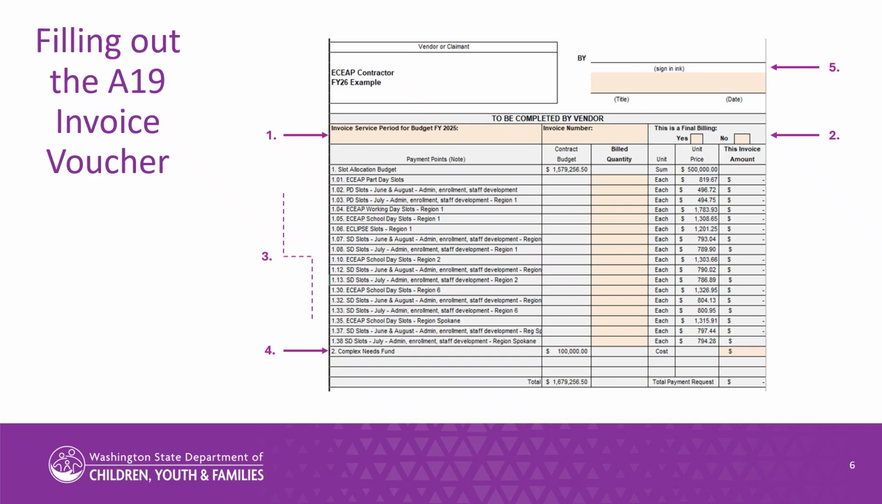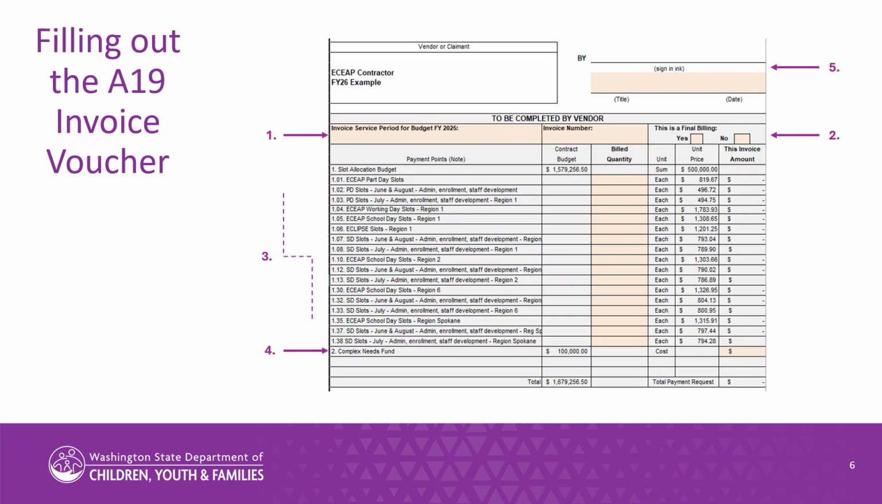Number 3, type the bill quantity. Enter the number of slots contracted for the regional location of that slot. Contracted slots can be found in the contract Statement of Work titled DCYF ECAP, Part Day, School Day, Working Day, ECAP Model, and Eclipse. It is also identified in the budget reference documents. If contractors need to change slot locations, they need to first contact their CQI specialist to obtain prior approval.